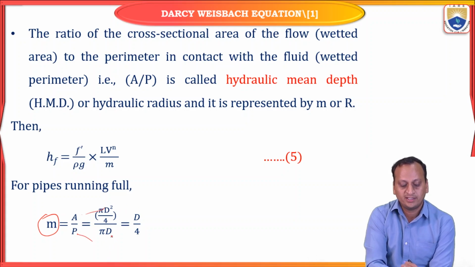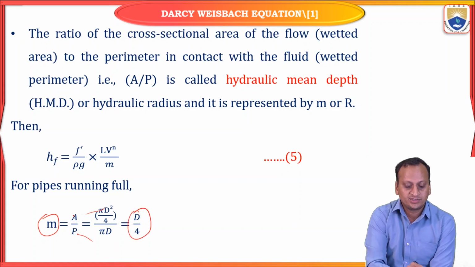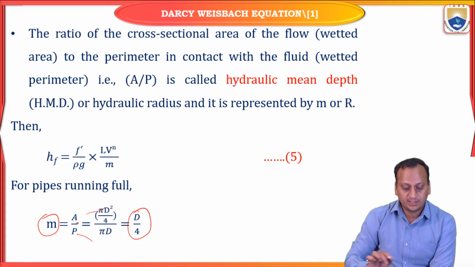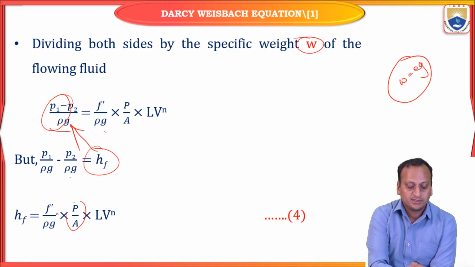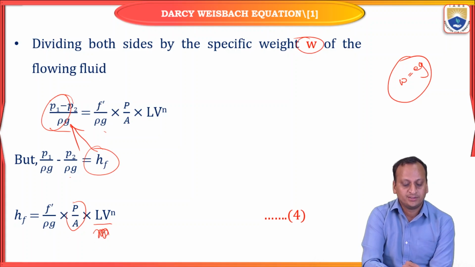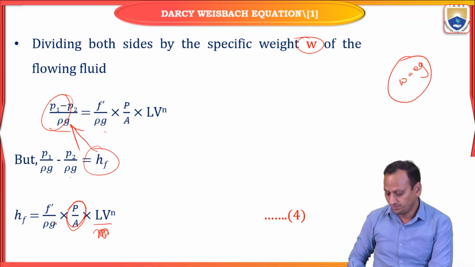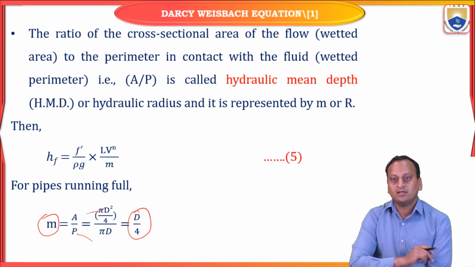5D square by 4 by 5D. This is D by 4. This is M equals to D by 4. But this is nothing but A by P. But in the previous equation we got P by A. So this P by A is nothing but we can replace with a small m, 1 by m. We can replace P by A with 1 by m.